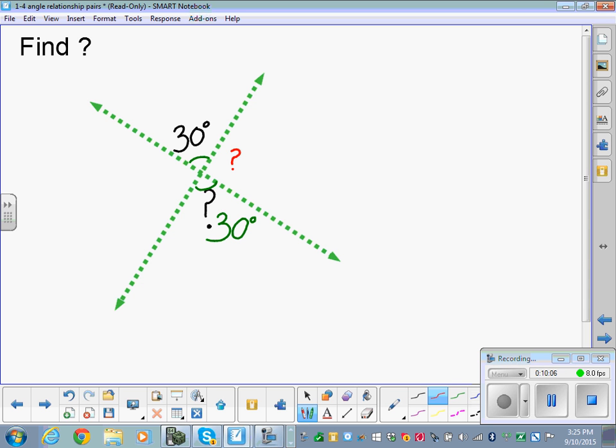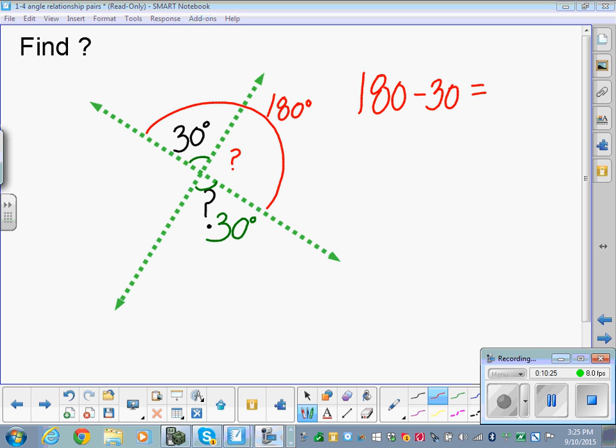Now, once again, notice guys, we have a half a circle right here. So that must total up to be 180 degrees. So to find question mark, that's just like the one we just did. You'll take your 180 and subtract 30. So we'll get 150. Okay, so we knew that question mark was 150.